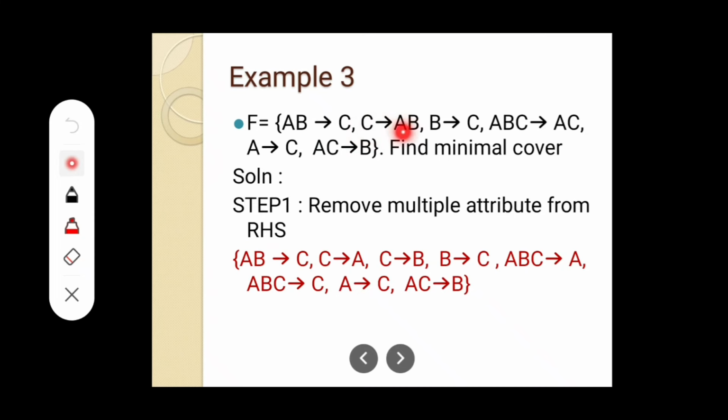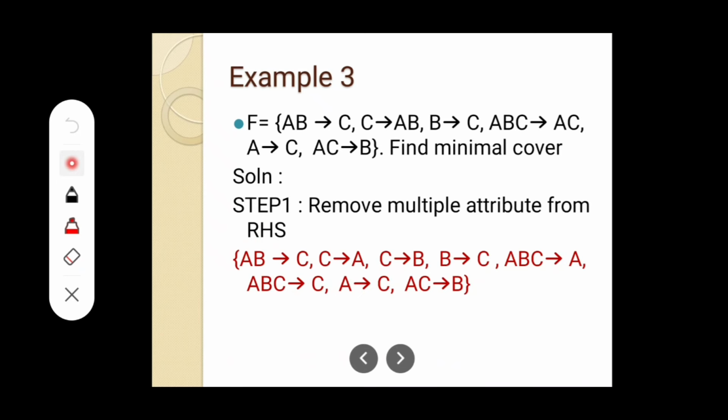Similarly we write. This can be written as C determine A, right? C determine A and C determine B. This is written as C determine A and C determine B. Okay, B determine C. Similarly written. AB determine AC. ABC determines AC. That can be written as ABC determine A, ABC determine C. Okay. Next, A determine C. Similarly written AC determine B. So this is the reduction after step 1.